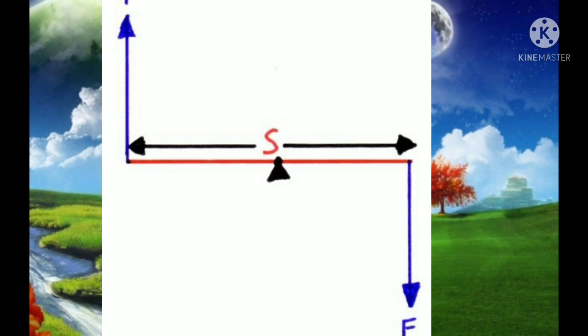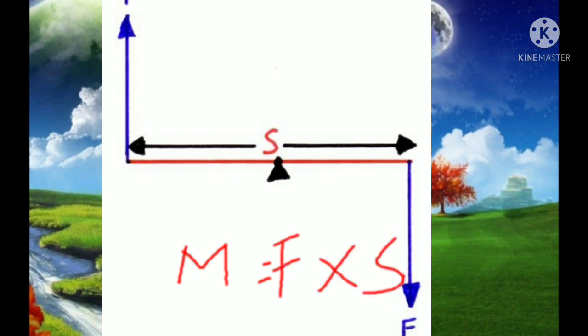So to measure the moment of the couple, we take one of the two forces and the distance. The distance between the two forces is considered as S. The moment of the couple is represented by the letter M. M is equal to force into distance, and the distance is represented by S. So M is equal to F into S.